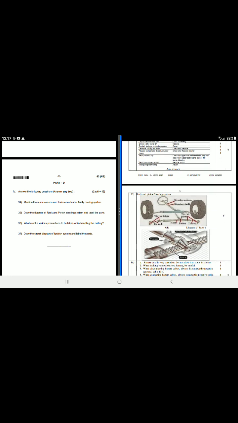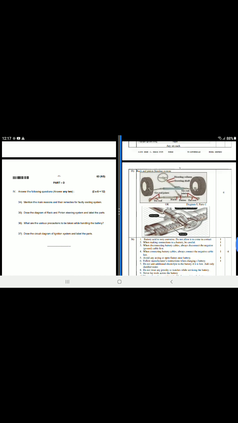Next, draw the diagram of rack and pinion steering system and label the parts of it. Okay, you have to draw this diagram and you have to label its parts.